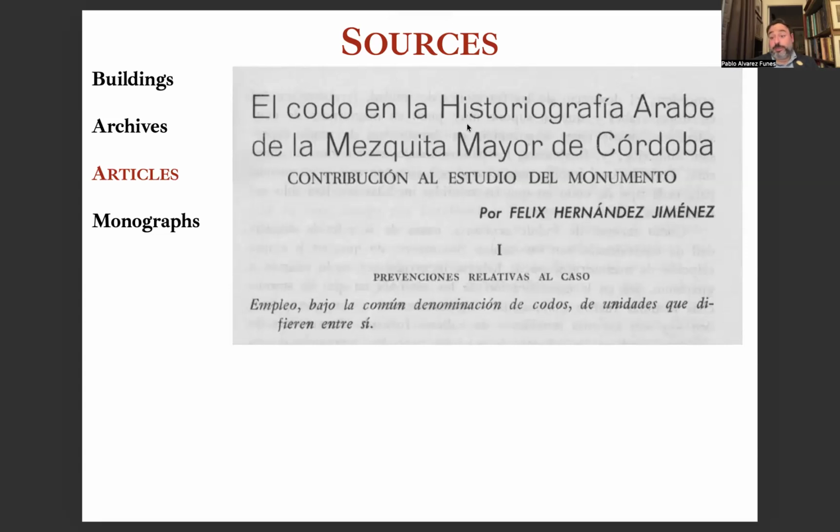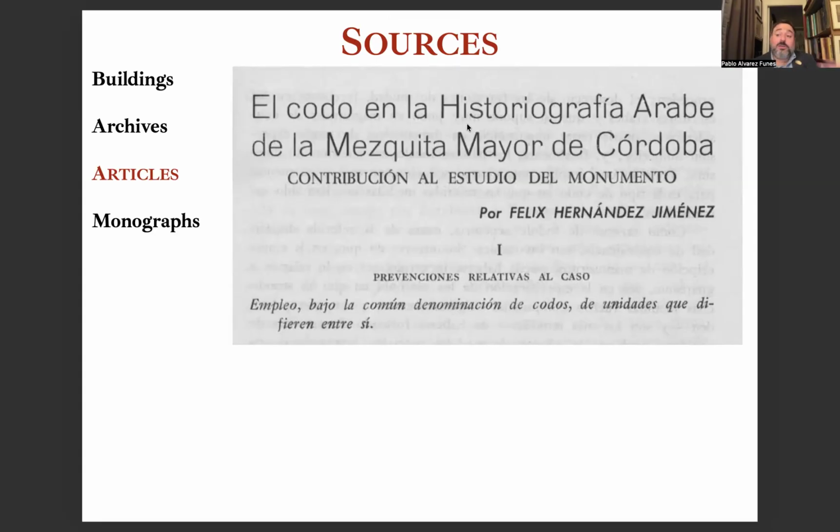Or for example, this one, which has become a classic, is the one on the cubit in the Arab historiography of the mosque of Cordoba. So this article is talking about the use of measurements called the cubit. And the whole article is like a warning on what can happen if you worry too much about the units. Oh no, the Arabs use the cubit, and then you start making your own movie about the cubit and humanity, etc. But then you forget that here we're talking about measurements.